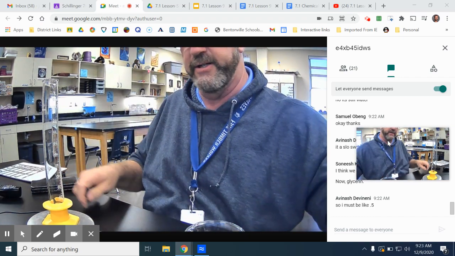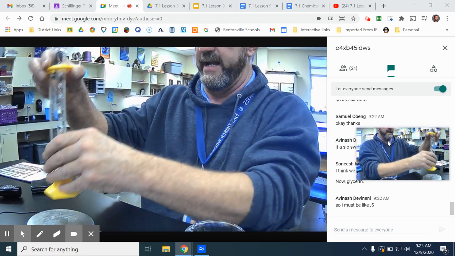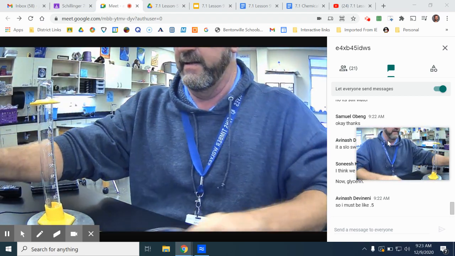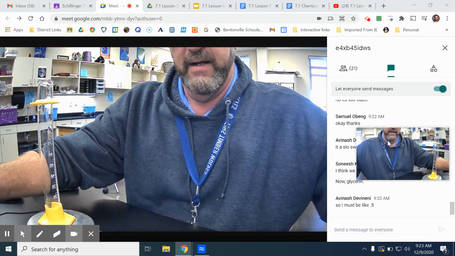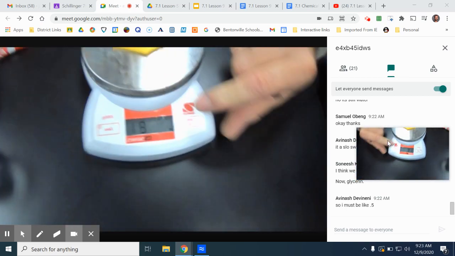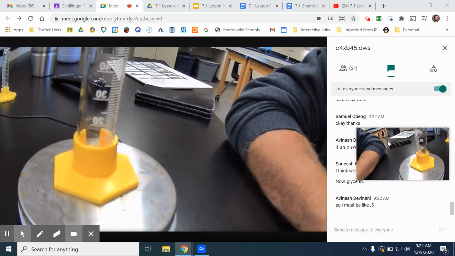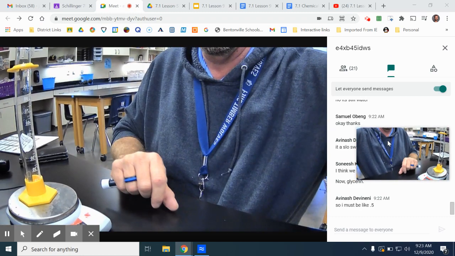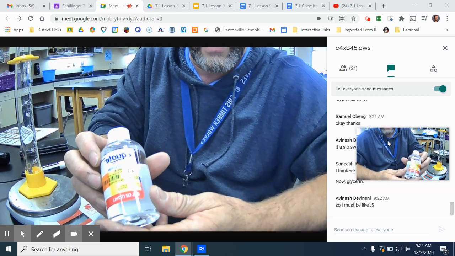I've put a new graduated cylinder on here, not the one that had water in it. Actually, that reminds me, I'm going to dump that back in there, let that dry out. Actually, let's do it this way. I am zeroing out my scale with the graduated cylinder. So this is a bottle of glycerin.